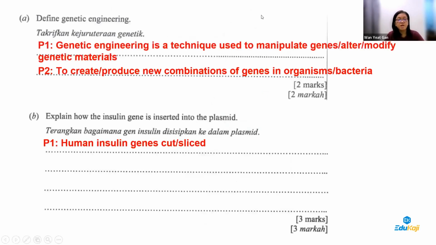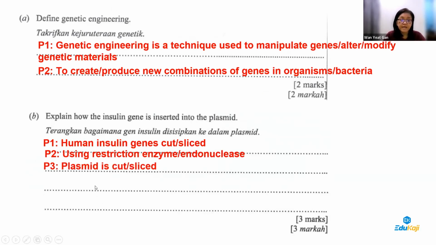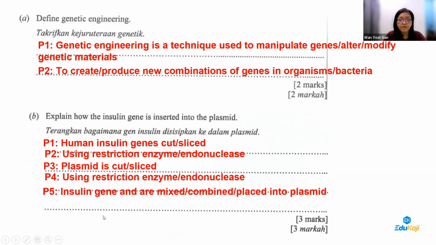So how do you do it? You take the human insulin gene first and you slice it, and you do that by, of course, not with a knife, you use a restriction enzyme. And then you also slice the plasmid, also using restriction enzyme. And then you mix or combine or place the insulin gene which you have cut into the plasmid.